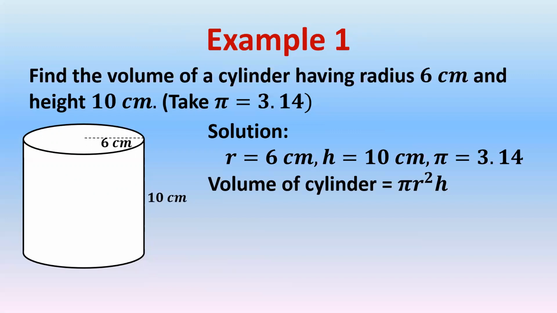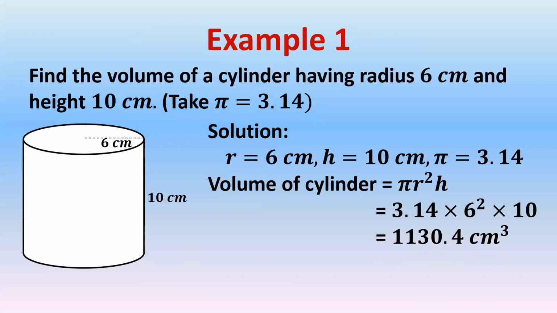We proceed by substituting the values. 3.14 multiplied by 6 to the square multiplied by 10. Simplifying this, we get 1,130.4 centimeter cube. Therefore, volume of cylinder is equal to 1,130.4 centimeter cube.